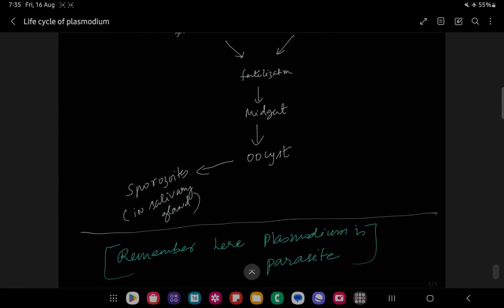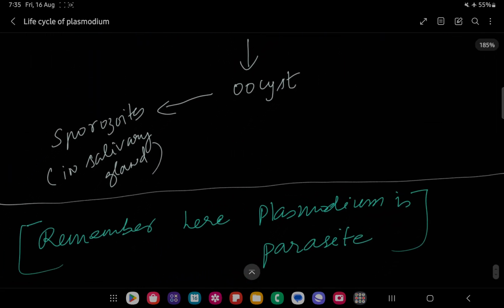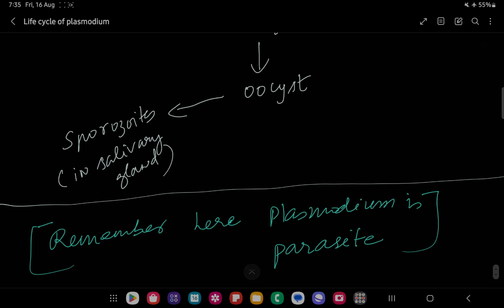Remember one thing: what we studied is the Plasmodium, and Plasmodium is a parasite. So we have studied the life cycle of Plasmodium, not the female Anopheles mosquito. The female Anopheles mosquito is the carrier. Now I am moving on to Apurva Shastri's text to understand some important formations like the ring and how it enters. We will see some important points and then we will wind up this video.